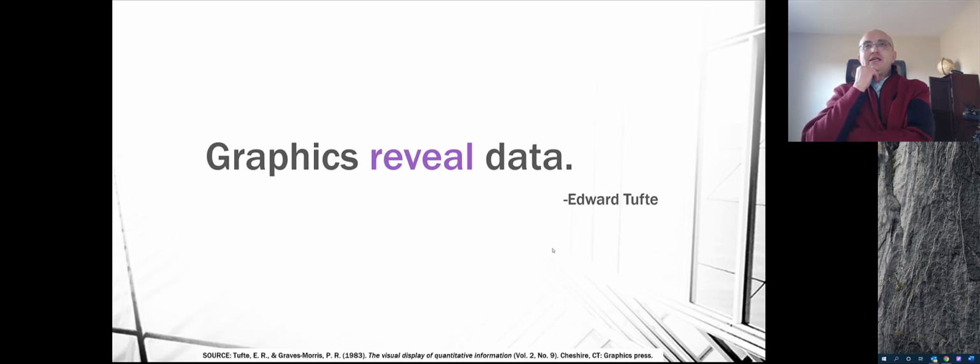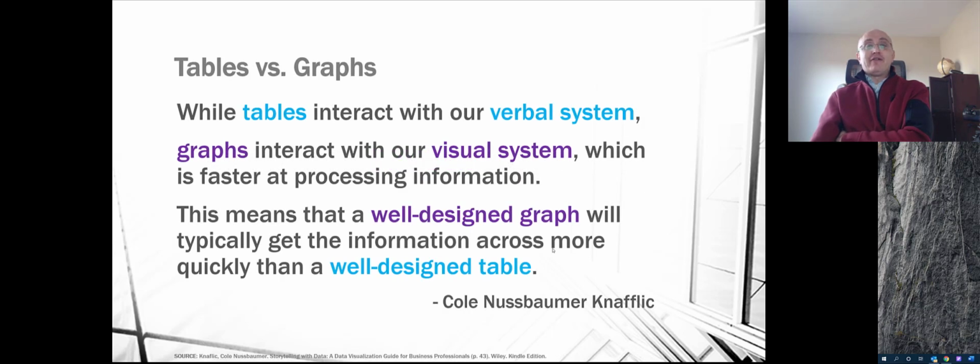Edward Tufte says, "Graphics reveal data." So think about that. That's another thing to think about. That's what we're trying to do. We're trying to take the data and reveal the story, the information, visually through graphics.